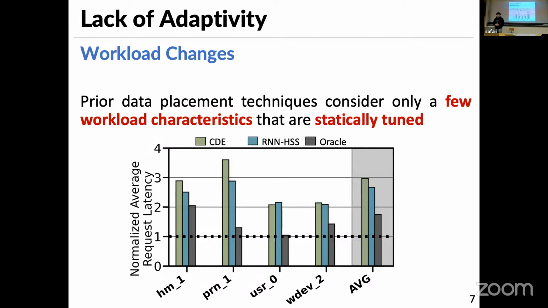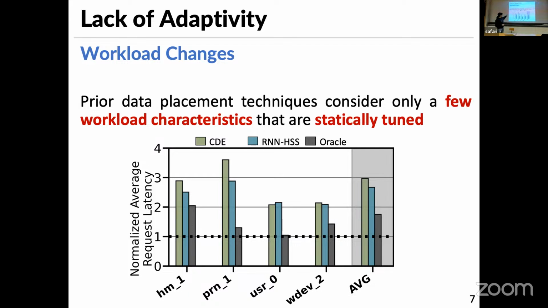Now, as for the lack of adaptivity to workload changes, we can observe this using a graph. Here you can see on the x-axis are different workloads that certain data placement policies have been trained on.